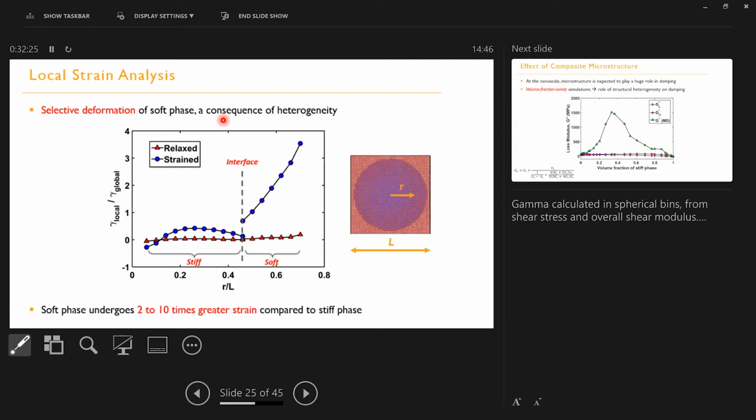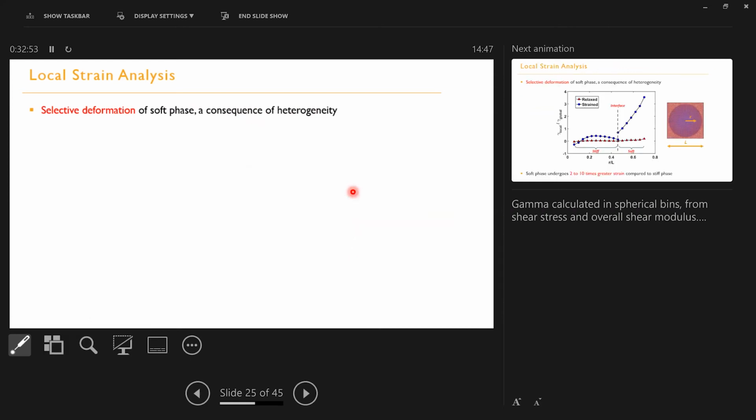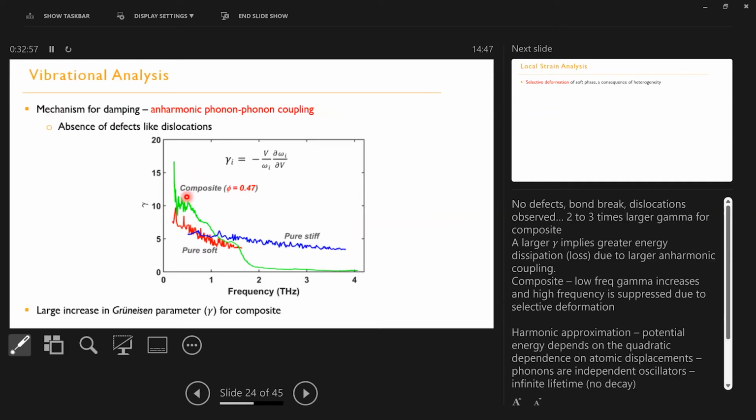And one more interesting thing we saw was whenever we have an inclusion, this is the stiff inclusion in a soft matrix, we saw that the soft component was getting deformed much more than when there was no deformation in the system. So when you are applying an oscillatory deformation, the soft material is basically undergoing selective deformation. Maximum deformation is carried out by the soft material, and these modes which have high Grüneisen parameters are coming from the soft phase. And the stiff phase has much higher frequency, because stiff materials will have higher frequencies.